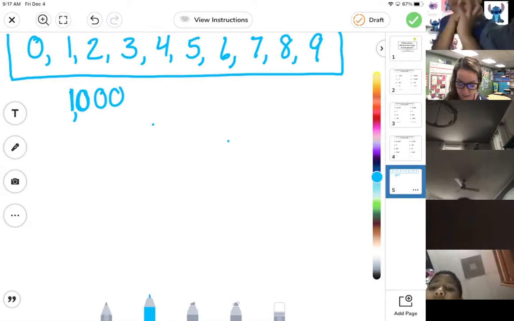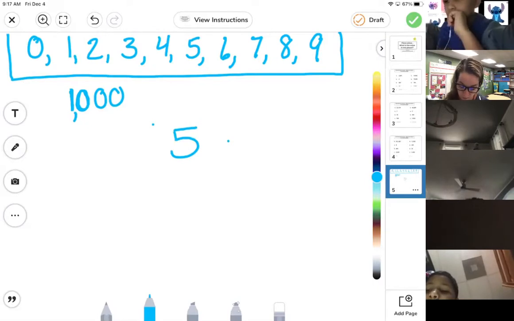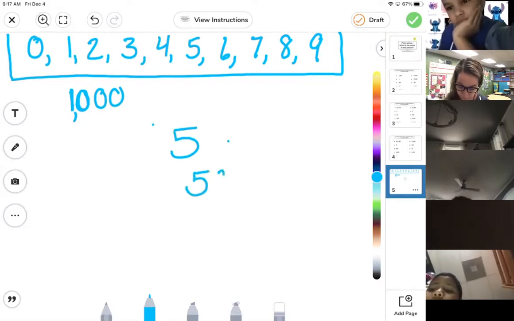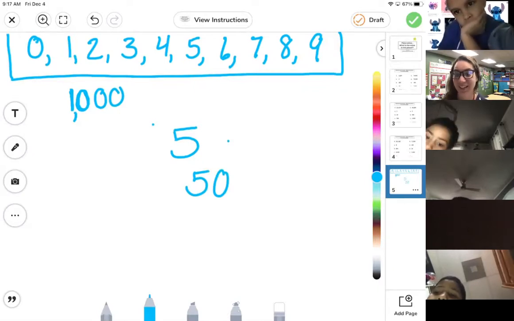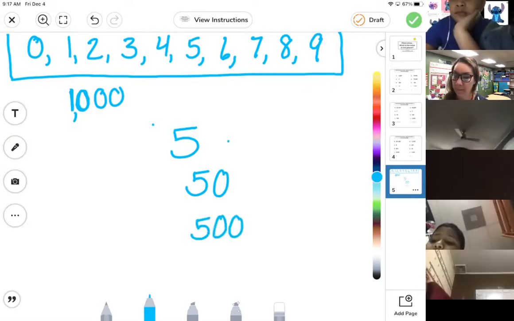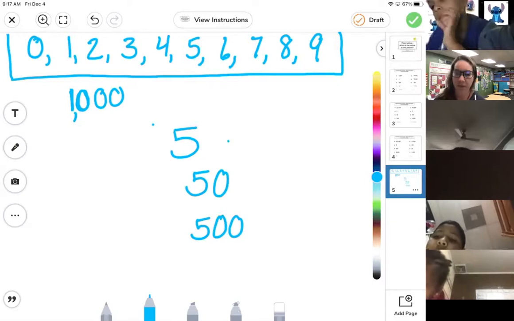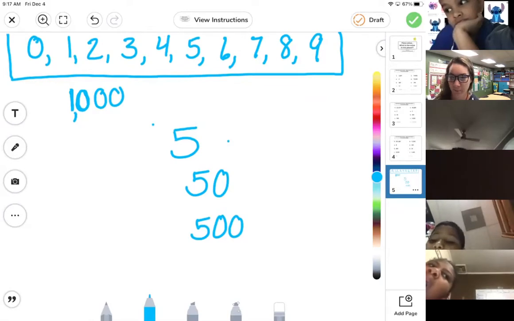What is this value? It's 5, and it's in the ones. What about this value? 50. The 5 is now worth 50. It's worth 5 tens instead of just 5 ones. Okay. And if I made it like this, it would be worth 500, or 5 hundreds, instead of 5 tens or 5 ones. The 5 moved places and it's worth a different amount of value.